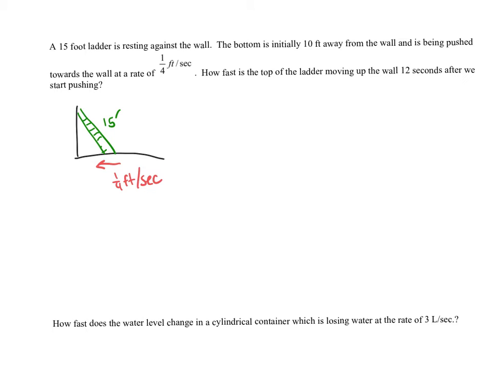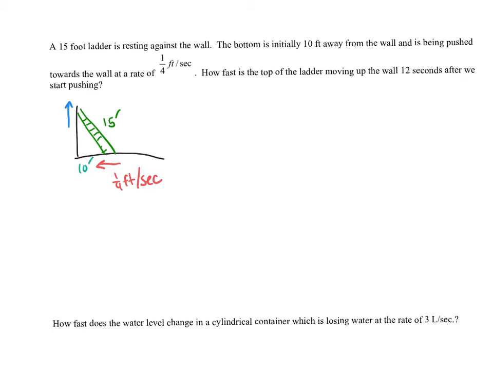And when you push it, the ladder is obviously not going to change lengths, but the top of the ladder is going to go up. The top of the ladder is going to go up the wall, okay? And initially, we know this ladder is 10 feet away from the wall. And the question is, how fast is the top of the ladder moving up the wall 12 seconds after we start pushing?